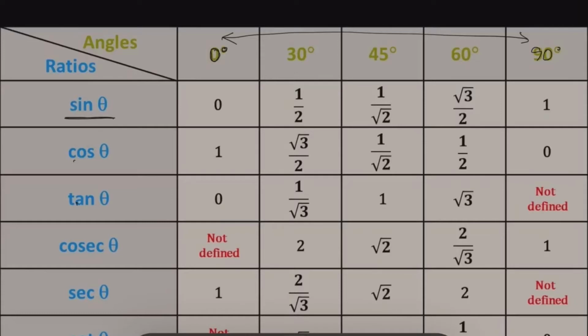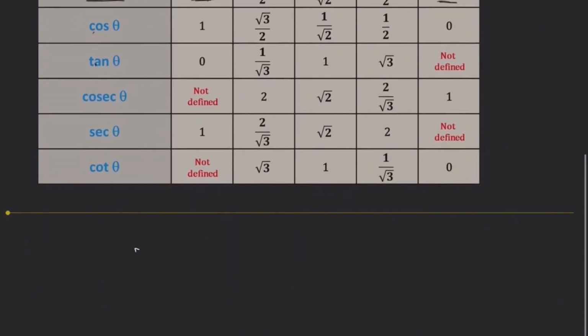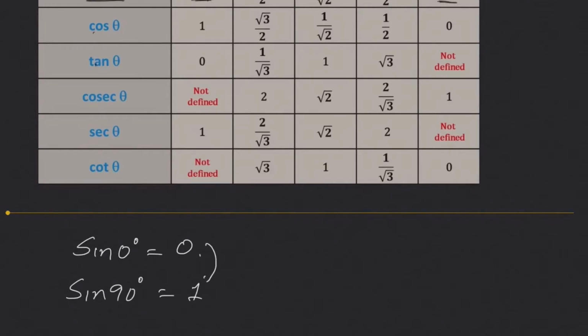This is sine 0 degree. Sine 0 degree is 0. You will see that it varies from 0 to 1, meaning sine 0 is 0, and sine 90 is 1. So remember 0 to 1. Once again, sine 0 degree is 0, sine 90 degree is 1. Once we remember this, it will be very easy for us.